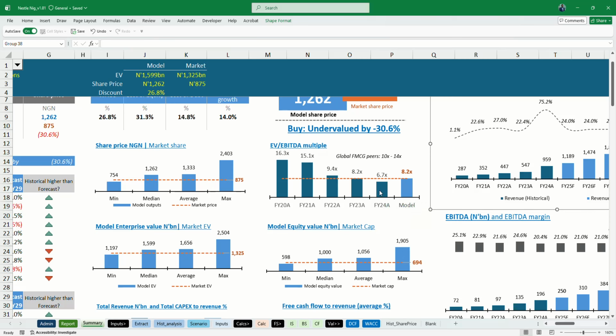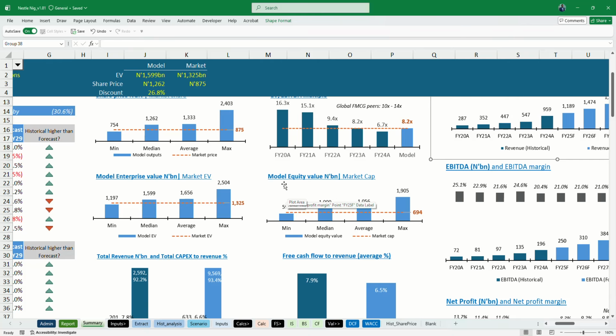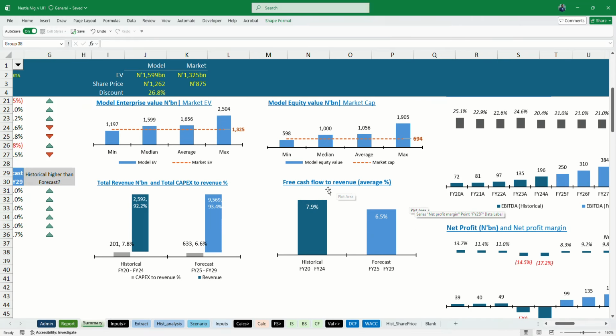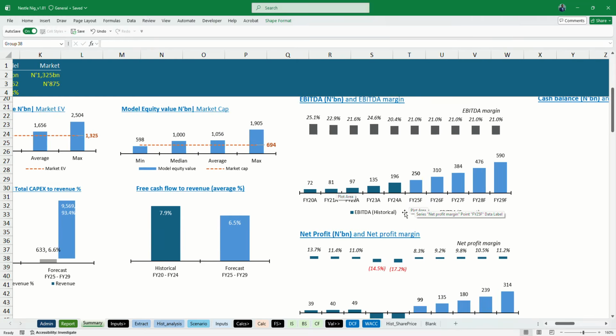All right, so this is their historical EV to EBITDA multiple, and this is what the model is saying. So I feel the model is still conservative. Also, the model equity value to market cap, you can also see that, and also the free cash flow to revenue, both historical and forecast on the average.